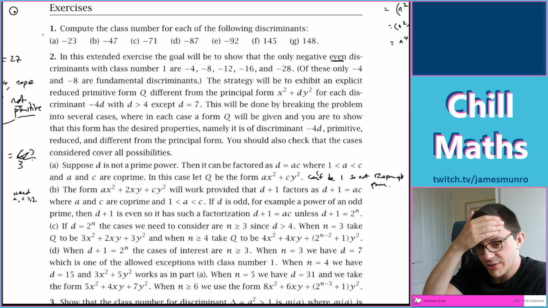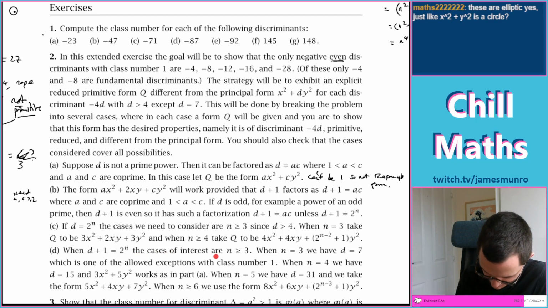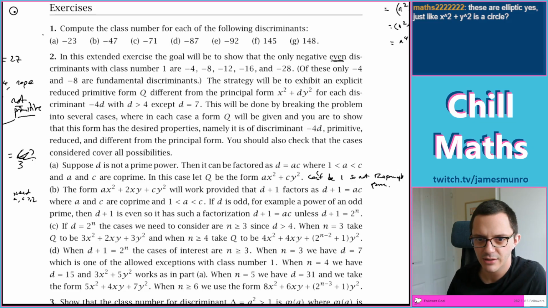So again, we need to show they're not the principal form. That seems quite hard. Cool, okay. And when it's this one, the case of interest is n greater than or equal to 3. When n is 3, so when n plus 1 is a power of 2, in that case we were worried about, which is one of the allowed exceptions. Okay, great. When n is 4, we have d is 15, and this works as in part A.